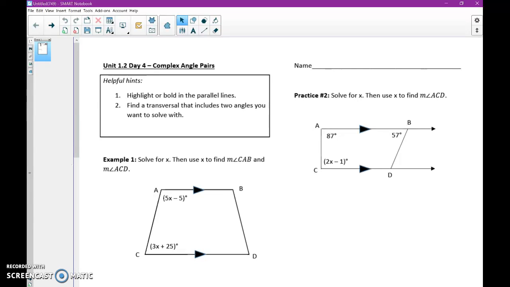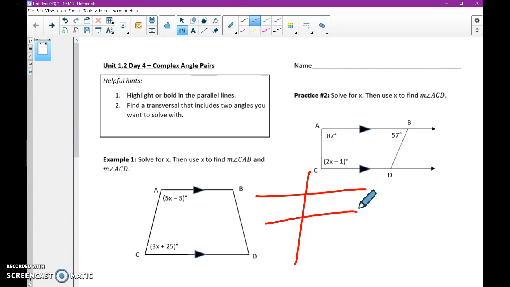Alright, so this is a video on the lesson from Friday, September 22nd, on Unit 1.2, Day 4, Complex Angle Pairs. So now, what I mean by complex angle pairs is this. Before, we'd been dealing with pictures that look like this. Now, in reality, can you think of anywhere you've seen this exact picture?